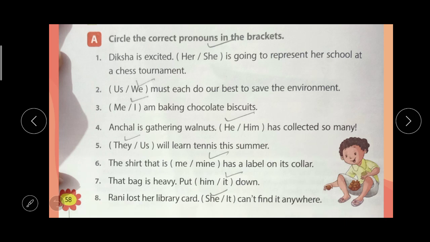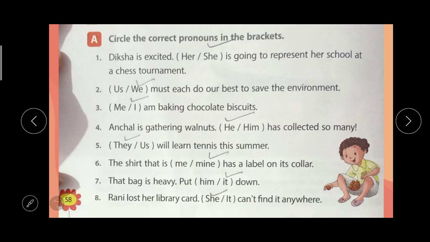Number 1, Diksha is excited. She is going to represent her school at the chess tournament. Number 2, we must each do our best to save the environment. Number 3, I am baking chocolate biscuits. Number 4, Archul is gathering walnuts. He has collected so many. Number 5, they will learn tennis this summer. Number 6, the shirt that is mine has a label on its collar.